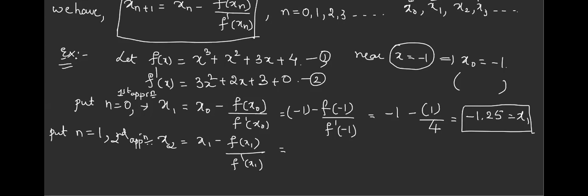Second approximation. x1 is first, x2 is second approximation. Now substitute the values. What is x1? x1 is minus 1.25 minus f of minus 1.25 divided by f dash of minus 1.25. Just calculate all these values.